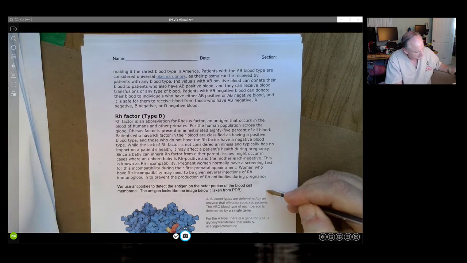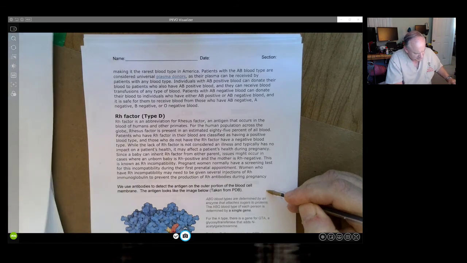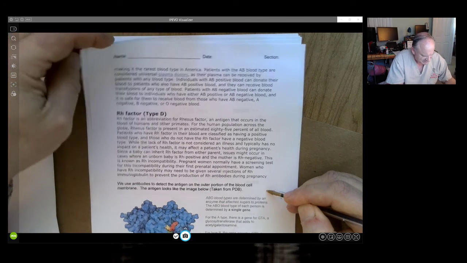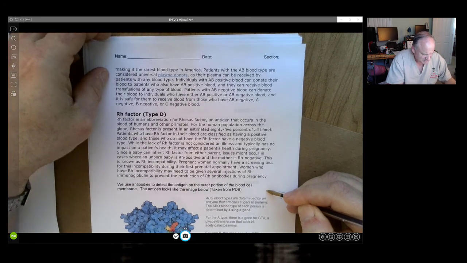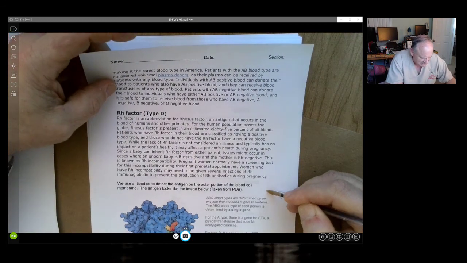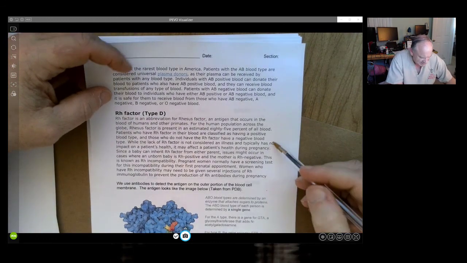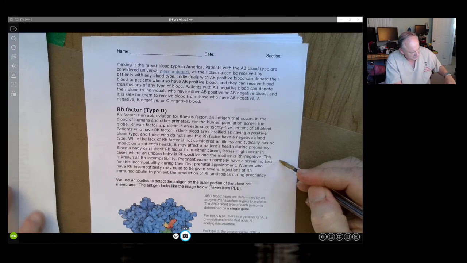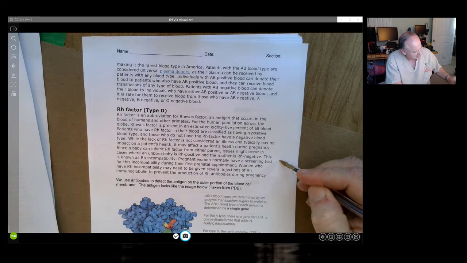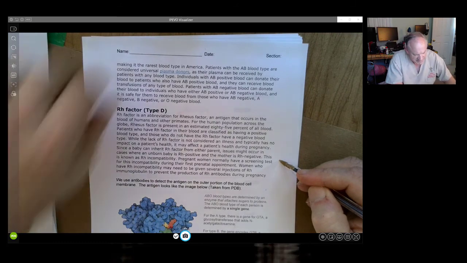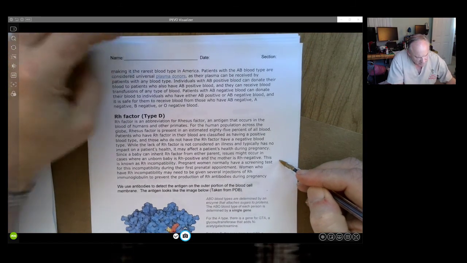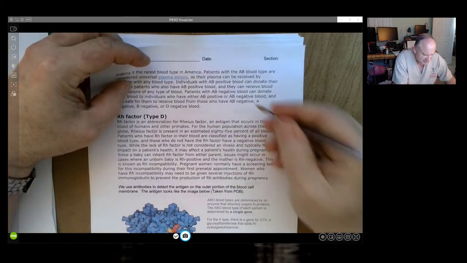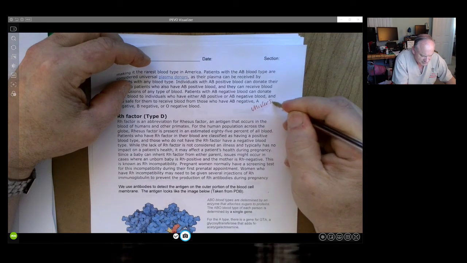So the rarest type is AB in America, although I've seen, oddly enough, several in class. AB positive blood can donate to those that have AB positive. It's the universal recipient, because type AB can take blood from anywhere, A or B or O and all that. The only thing we have to worry about, of course, is the type D factor. So this is the universal recipient.